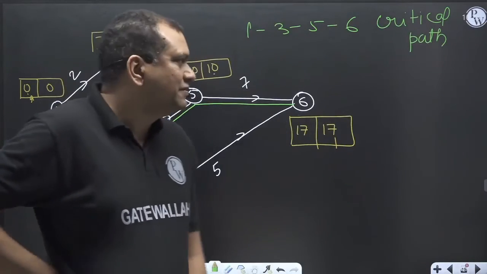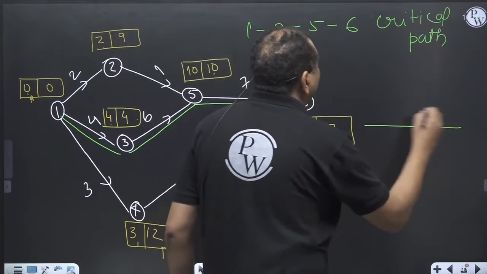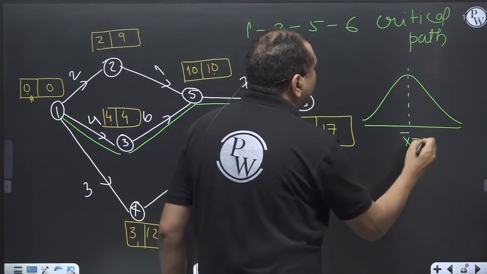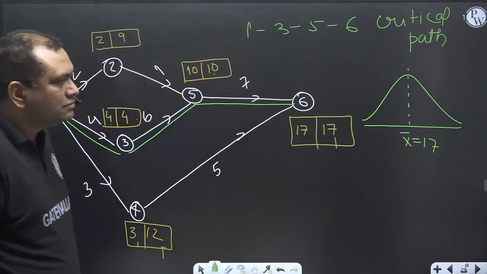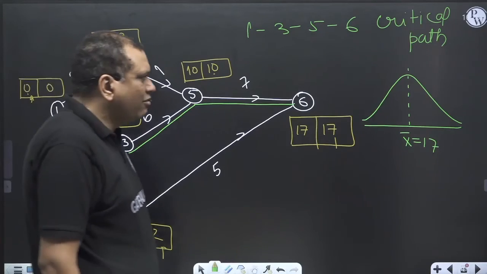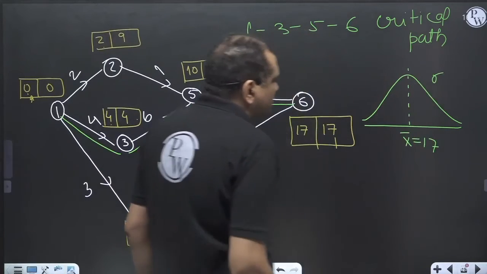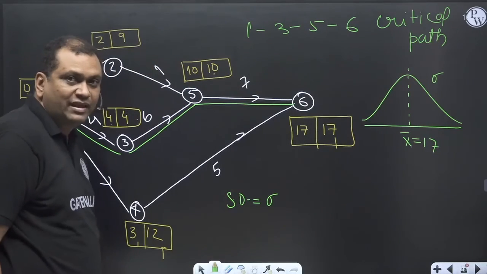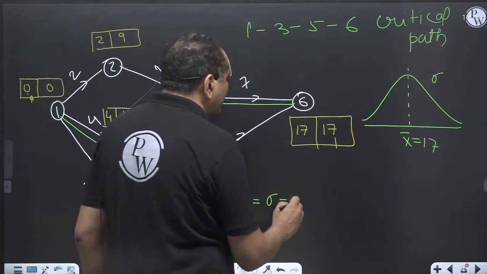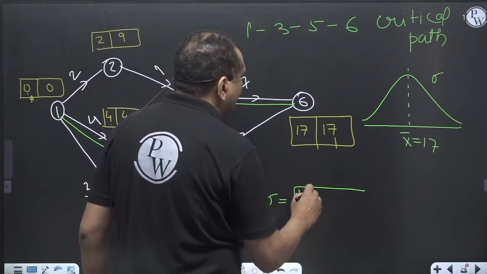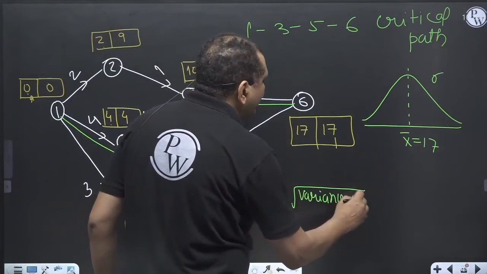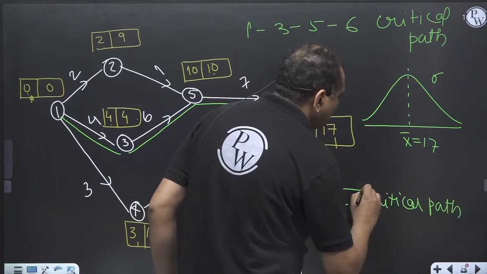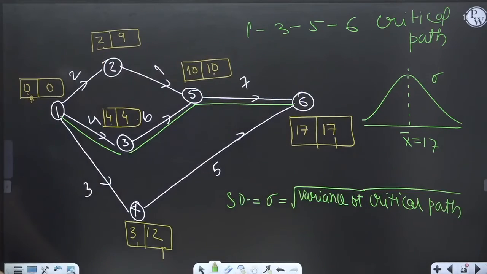As I told you, project completion time follows a normal distribution. X bar will be 17. Now, what will be the standard deviation of this normal distribution? This standard deviation will be under root summation of variance of critical path.